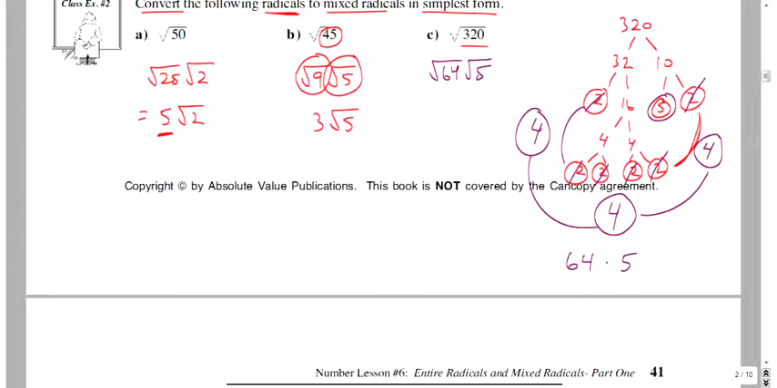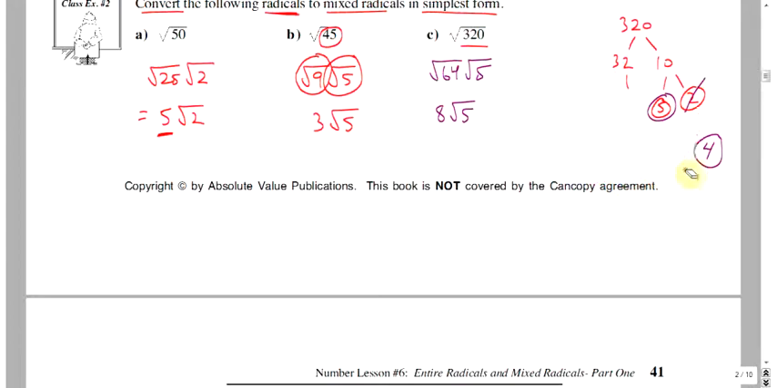I know the square root of 64 is 8. That's 8 root 5. Okay? That's why we like prime factorization, because it tells us what our factors are that go into there. Now, I'm going to redo this question. I don't know that, okay?